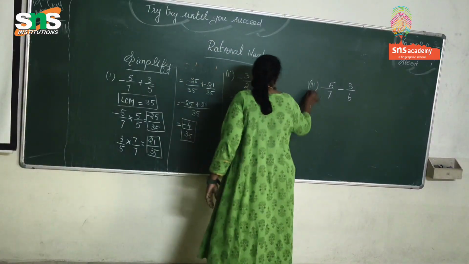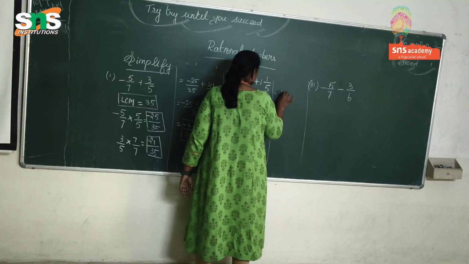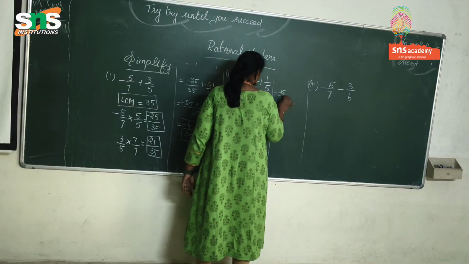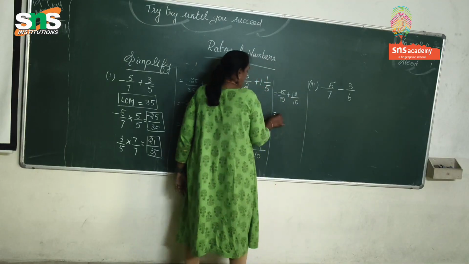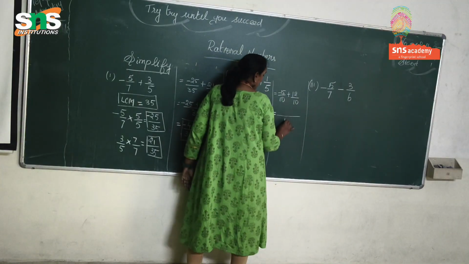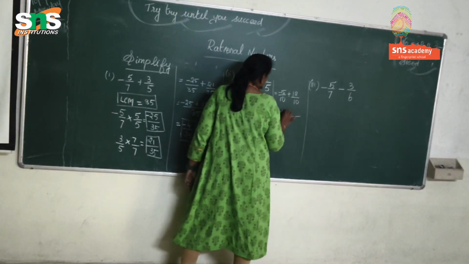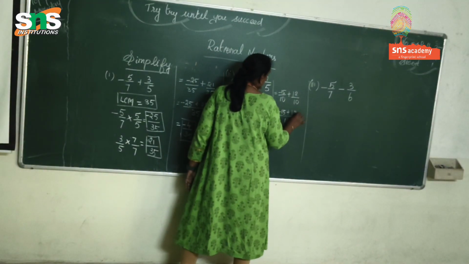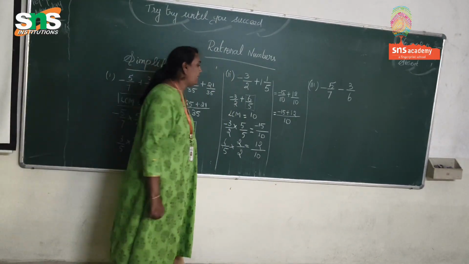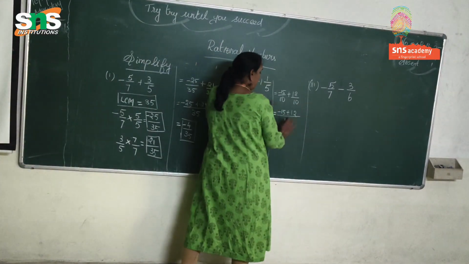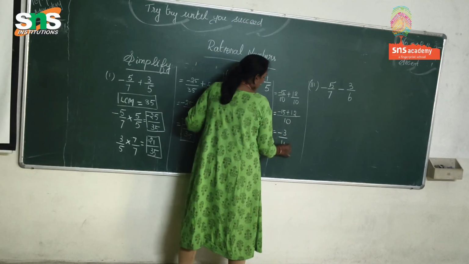So we are going to proceed with the calculation. The first one is minus 15 by 10 plus 12 by 10. The denominators are the same, so you write it only once, and the numerator is minus 15 plus 12. Both have different signs, so we subtract and take the bigger number's sign. So I am subtracting 15 minus 12, that is 3. So the final answer is minus 3 by 10.